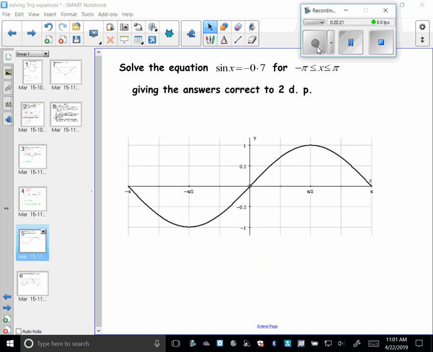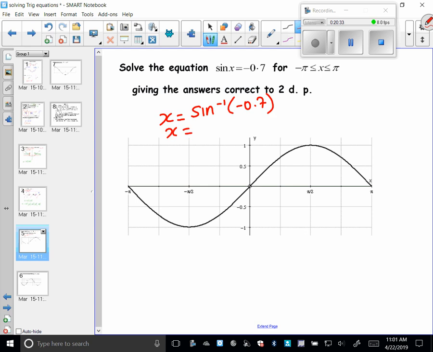Alright, so this one, sine x equals negative 0.7. So our first thing is to do the inverse sine, yeah? And what value do we get? Okay, so we've got negative 44.4 degrees.